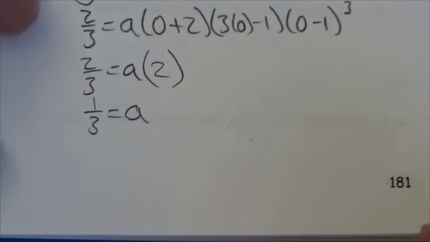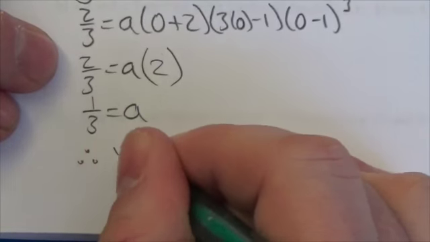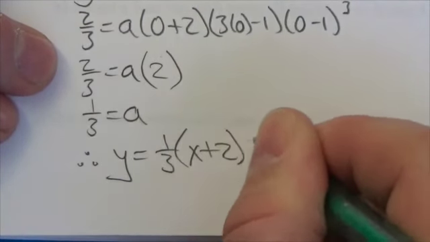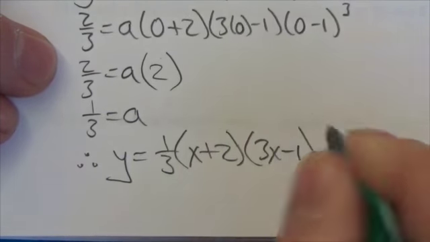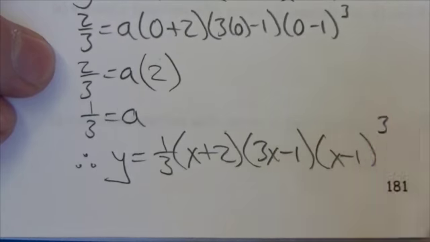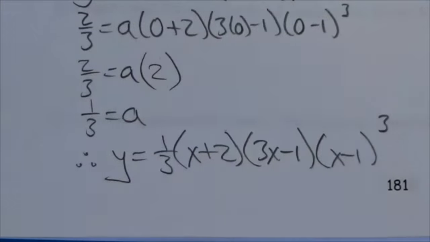Great. Now, putting that all together, my equation will be y equals 1/3, (x plus 2), (3x minus 1). These are both to the 1. And then finally, (x minus 1) cubed. So there's the polynomial that we're looking for.